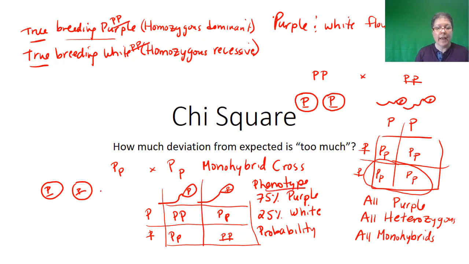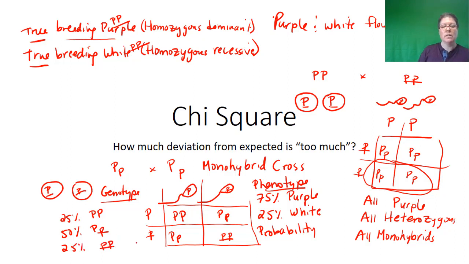And then we could look at genotype. So if we were to look at the genotype, we would expect 25% big P, or homozygous dominant, 50% heterozygous, big P, little p, and 25% little p, or homozygous recessive. So we could use this if we were to cross these two as our expected.